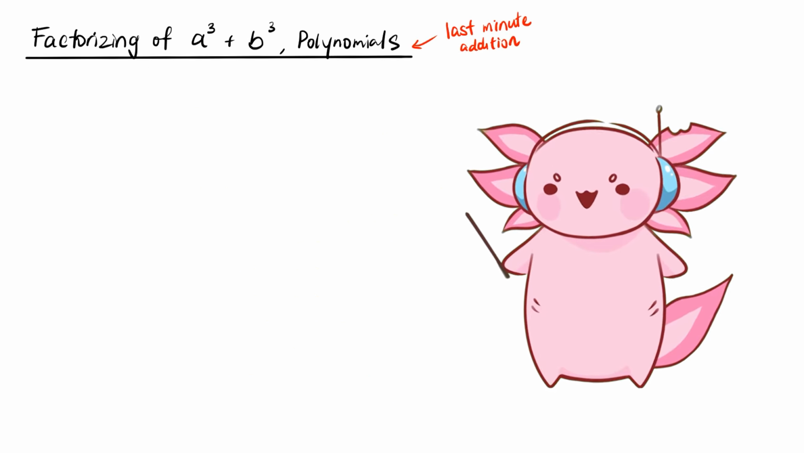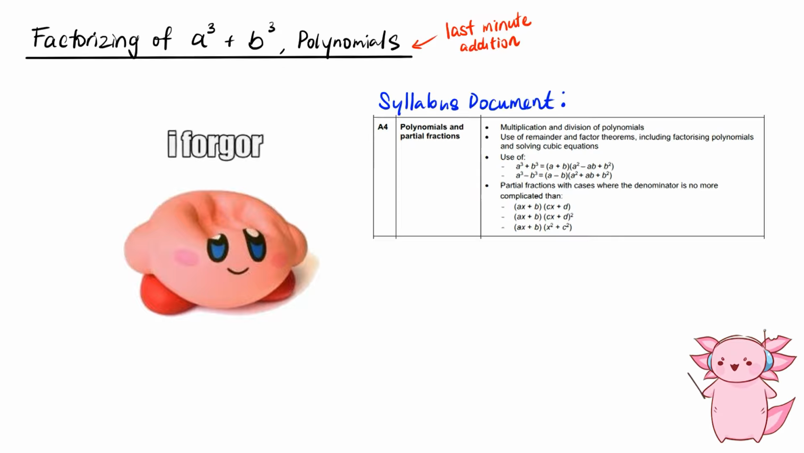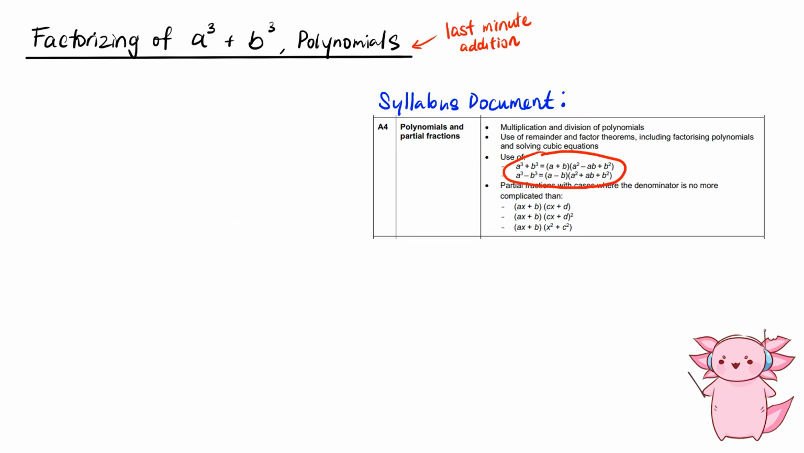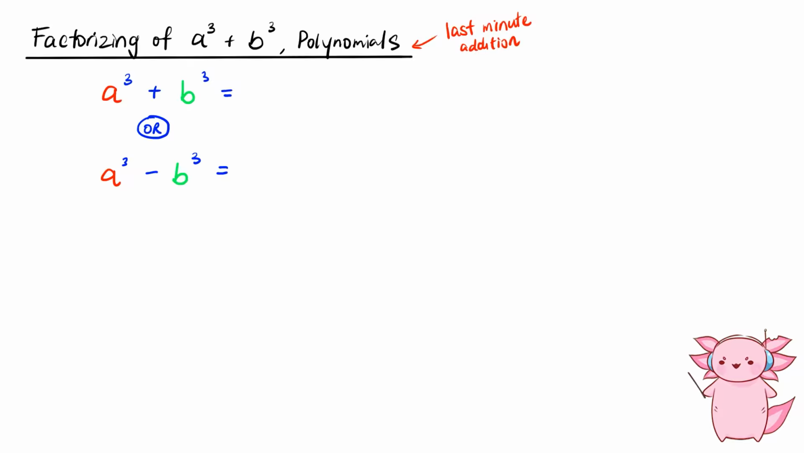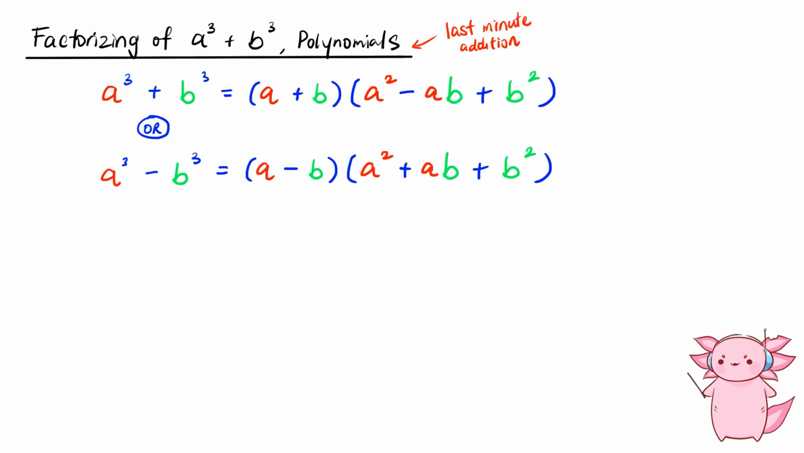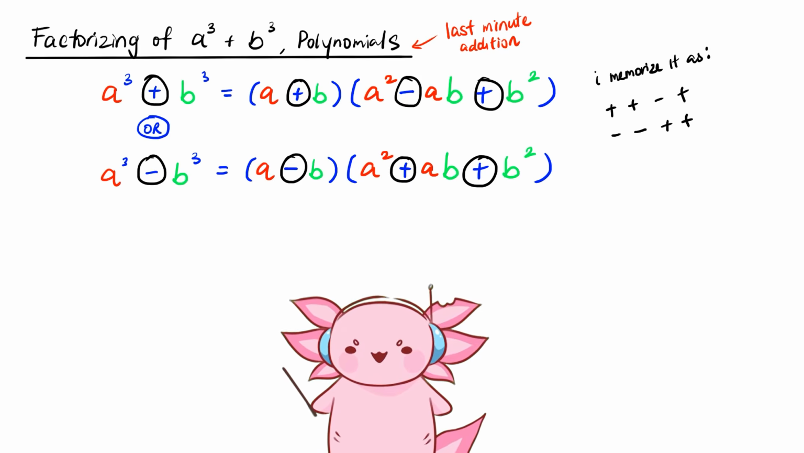Okay, I had to add this in because I totally forgot that this part of the chapter even existed, because it's actually inside the syllabus document right here, even though it's never come up before in the TYS. So, to factorize a cubed plus or minus b cubed, you kinda have to memorize these formulas over here, and I don't really have a quick way, but this is how you should do it, I guess.